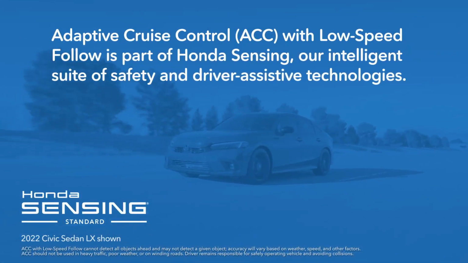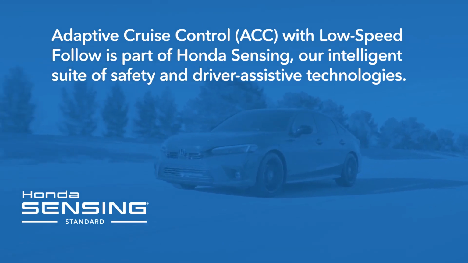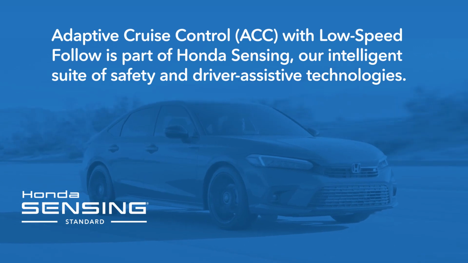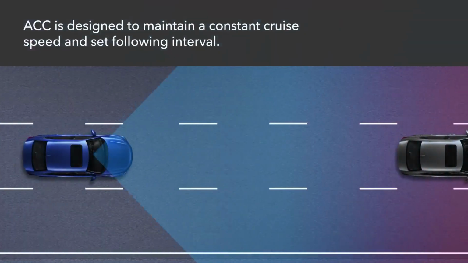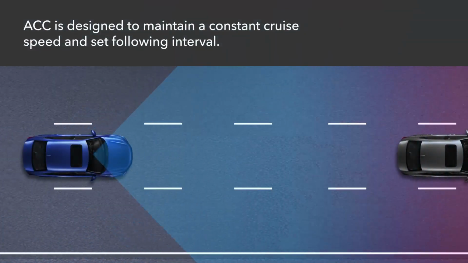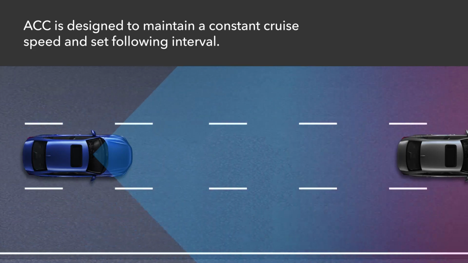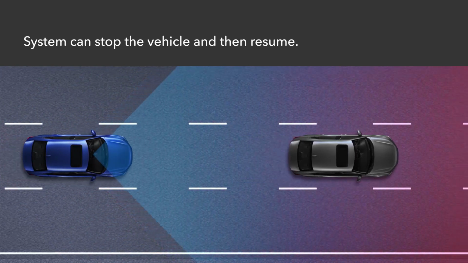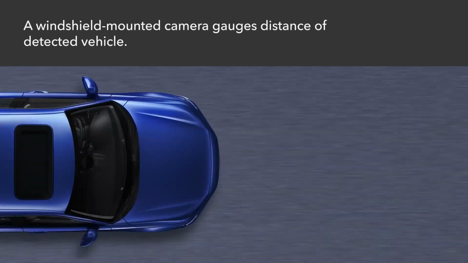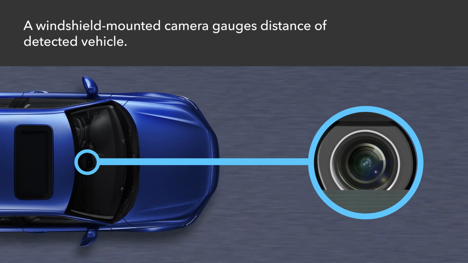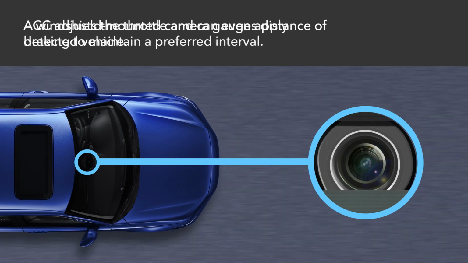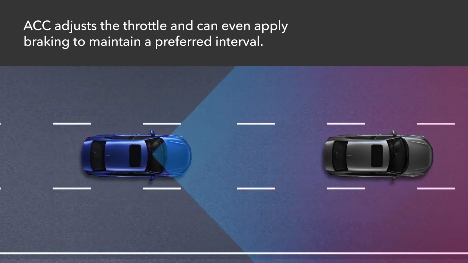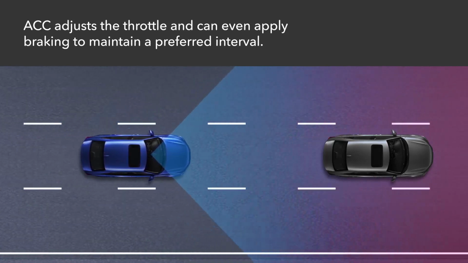Adaptive Cruise Control with Low-Speed Follow, or ACC, is part of Honda Sensing, our intelligent suite of safety and driver-assistive technologies. ACC maintains a set following interval behind detected vehicles. It can even bring the vehicle to a stop and resume following again. ACC uses a windshield-mounted camera to gauge the distance of a detected vehicle ahead. ACC then sets the appropriate throttle position and can even apply braking to maintain a preferred following interval.